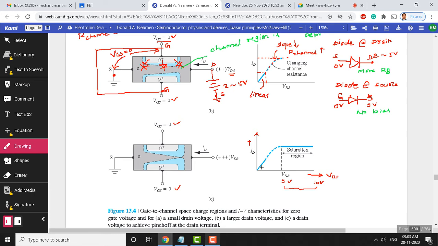So you can see here, this is the first case of current versus voltage VDS. This is for small VDS. This is medium VDS. This is for VDS large. We have seen all three cases separately. Now for large VDS, you can see the current becomes almost constant. Current is not increasing beyond this limit.